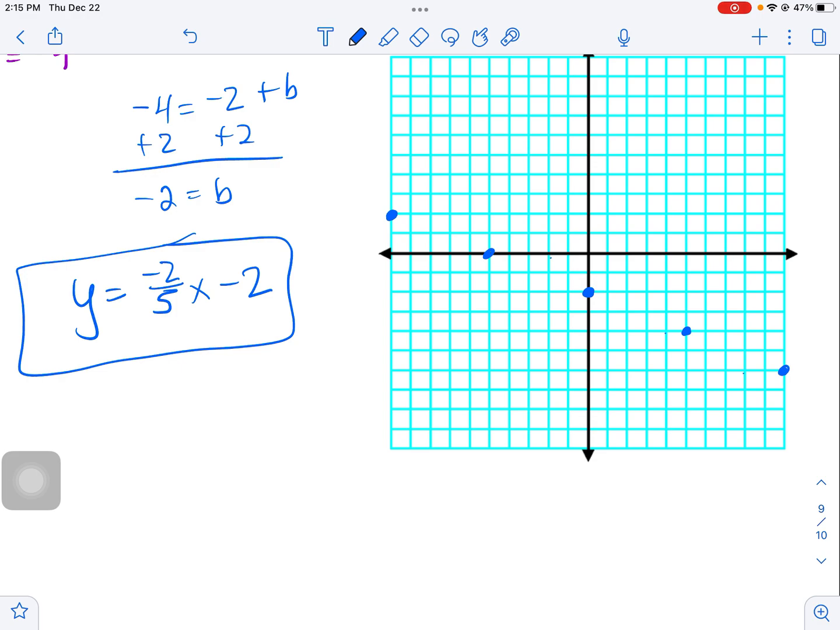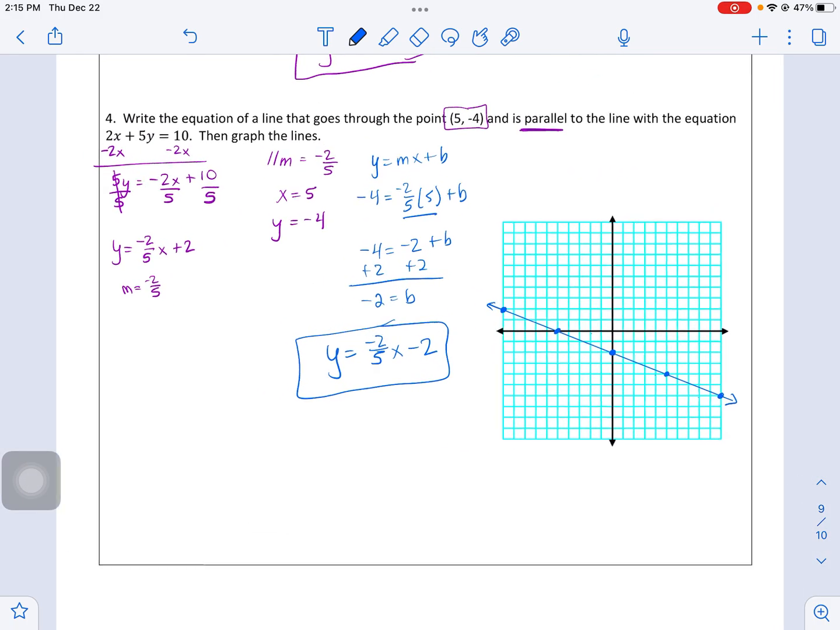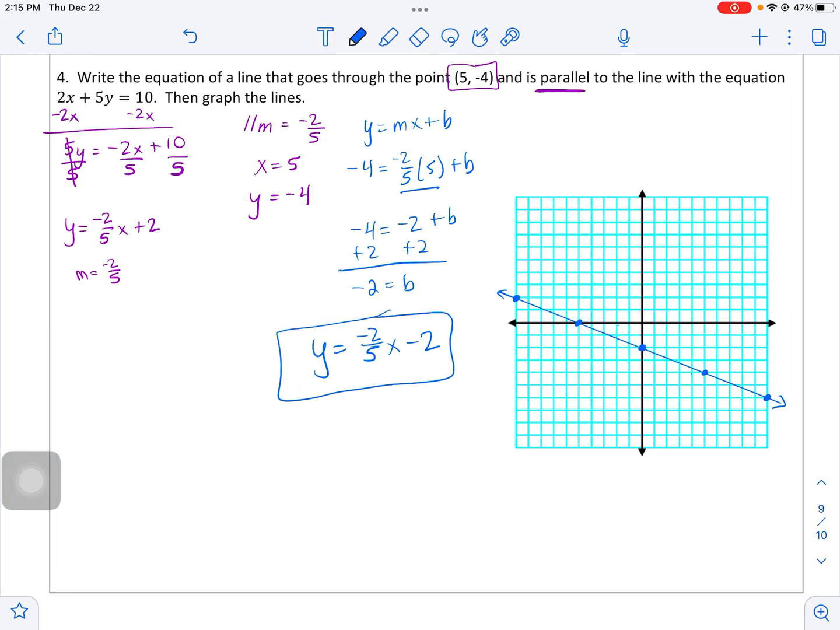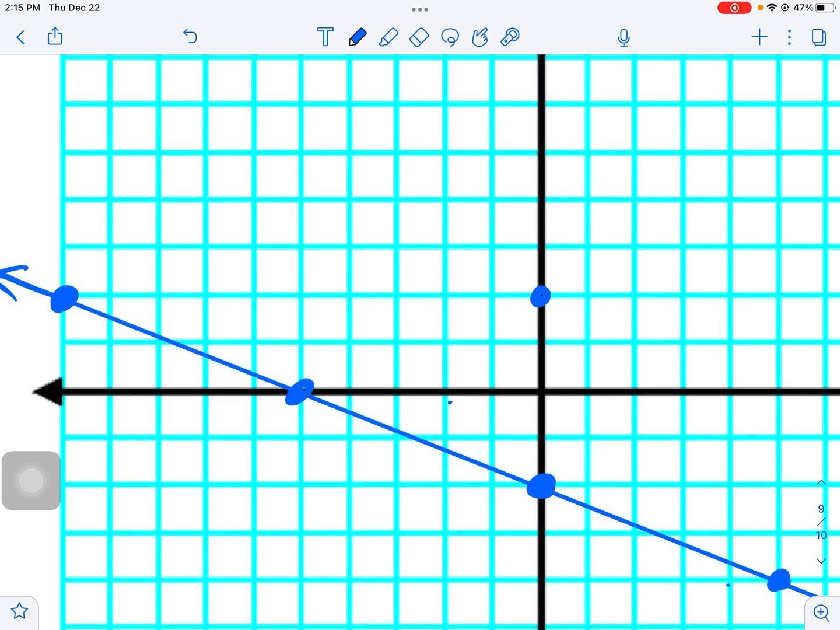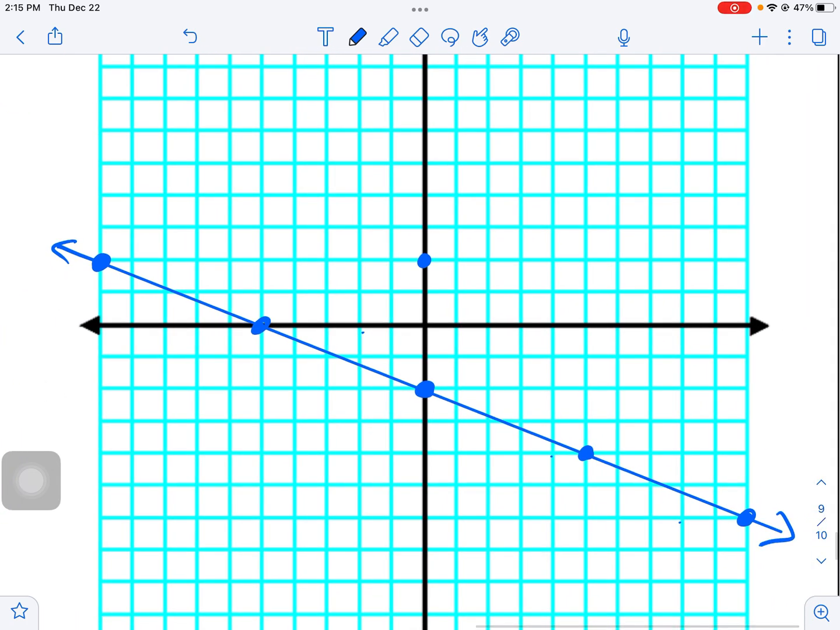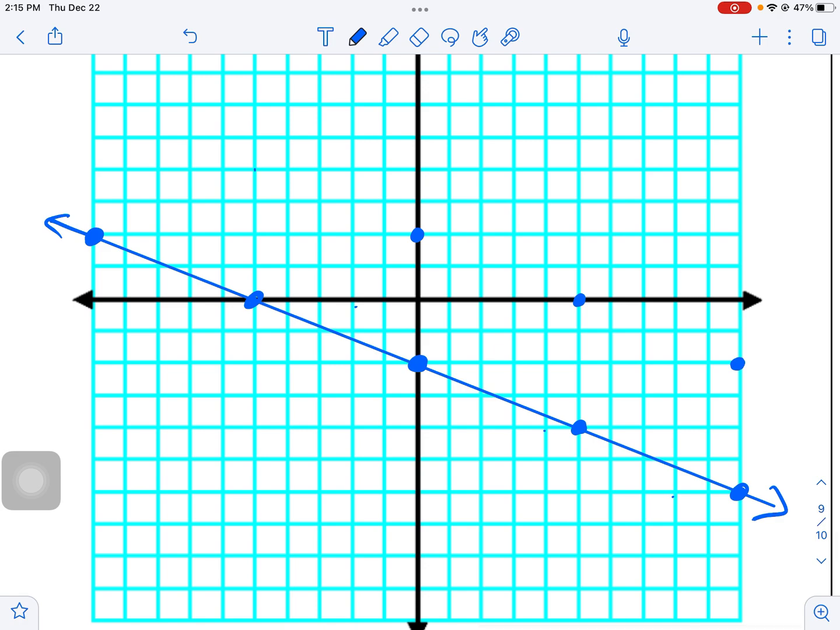There is the first line. Put arrows on both ends. The other line is -2/5 x plus 2. So I'm going to start at 2 and do -2/5 again. So down 2 to the right 5. Down 2 to the right 5. I'm going to go up 2 and to the left 5. Up 2, left 5. And there's my other line. Connect the dots with a nice straight line. Put arrows. You can see those lines are parallel. They will never cross.